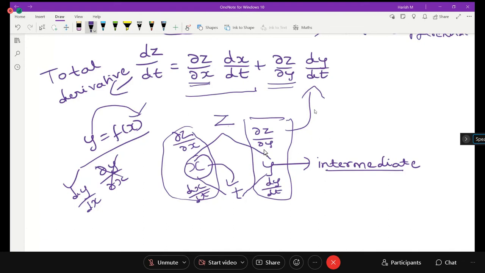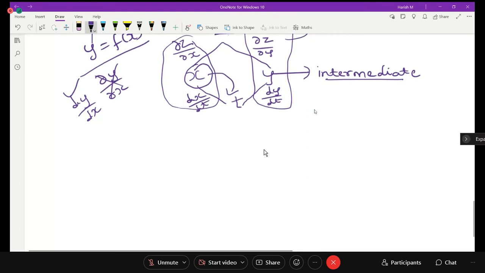When you have more than one independent variable, you will come across partial differentiation. This is the first thing you should have in your mind. When are you going to use partial differentiation? Only when you have more than one independent variable. Otherwise, you have to use ordinary derivative only.